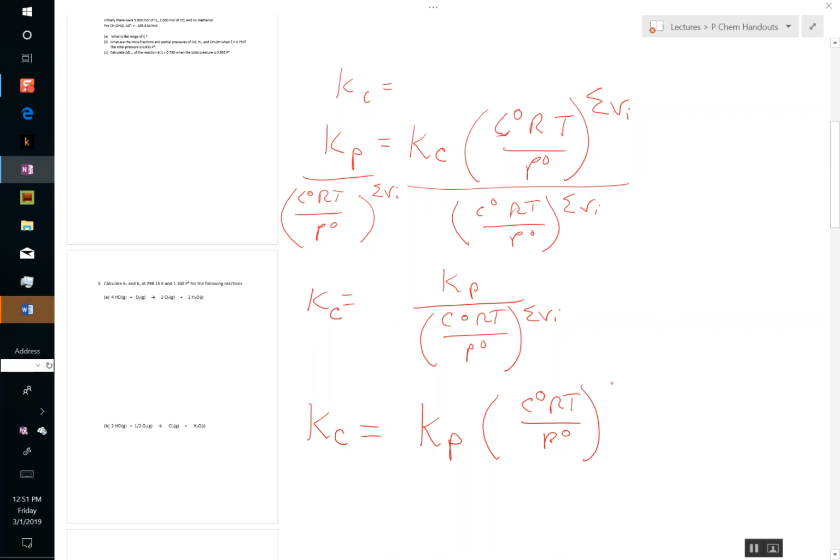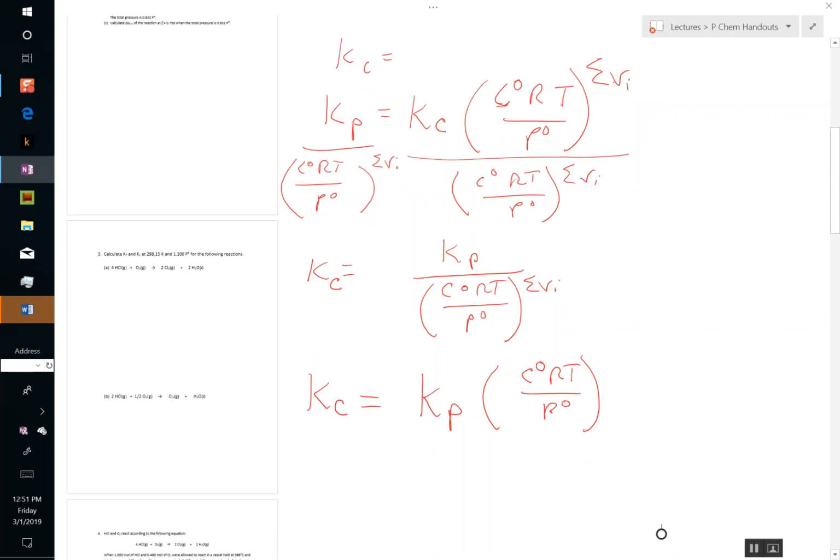to the negative sum of the coefficients. Negative the sum of the coefficients. And you would sum these coefficients with the products being positive coefficients and the reactants being negative. And you just sum them up.